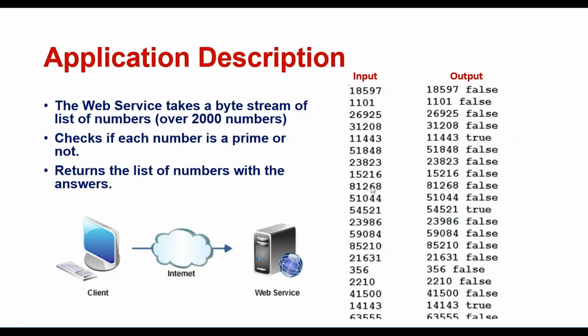It's something like this. The input is a huge list of numbers, and the output is that, against each number, it is written true or false. False means that it's not a prime number. True means it's a prime number. That's what this web service does. So it's a math utility, a math based web service.